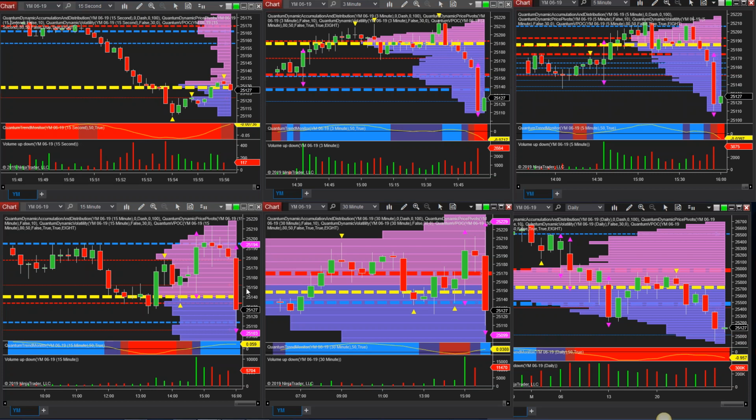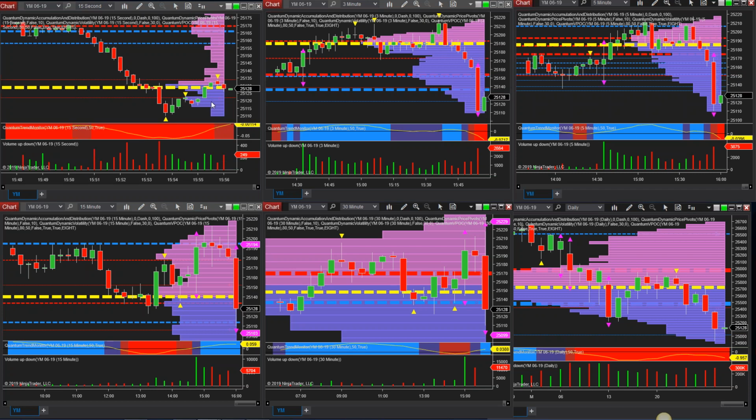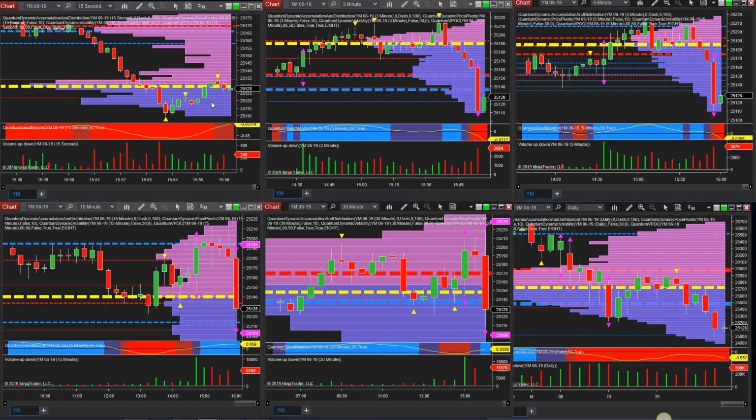So the trigger came in here. We've now got the trigger on 15. We've got 30. We've got a volatility on every single time frame other than the very fastest, the 15 second rather. So we've now got the price reversing, which is what we expect to see.